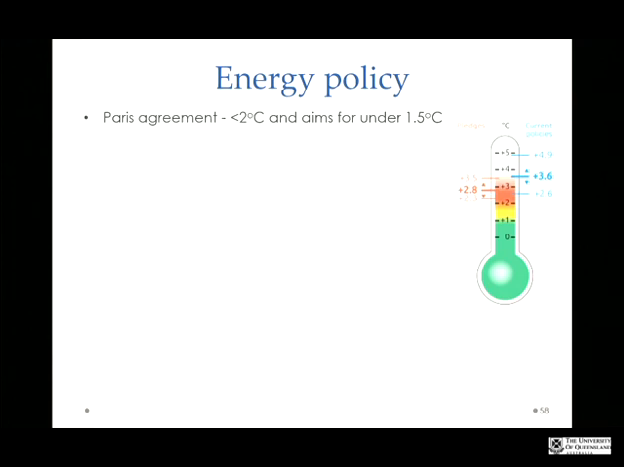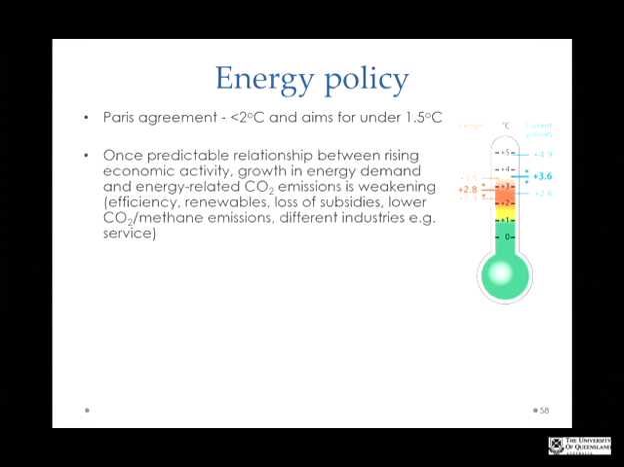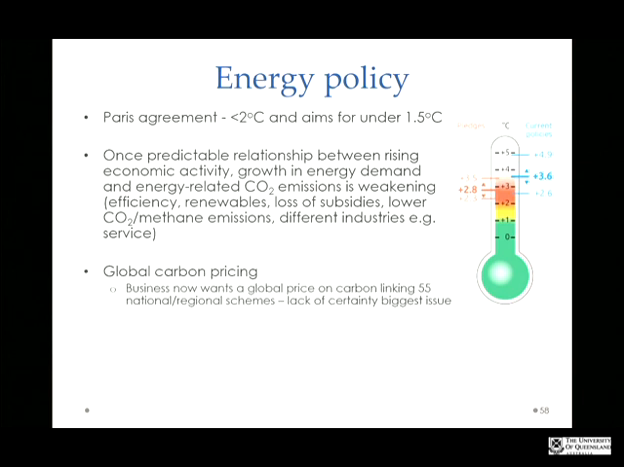Okay, so energy policy. Basically we have the Paris Agreement. We've got to keep underneath that, technically. There's not such a predictable relationship between economic growth and CO2 emissions because people are becoming more efficient. They've got different industries, so they're not necessarily using power-hungry industries. You've got service industries and stuff. And so that relationship that you have to have CO2 emissions to have growth is no longer necessarily in effect.